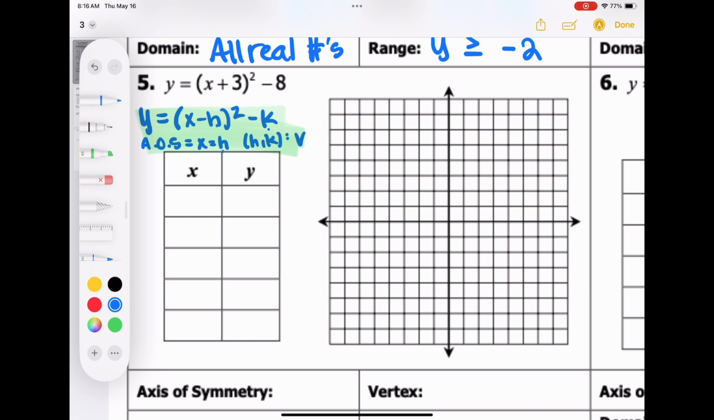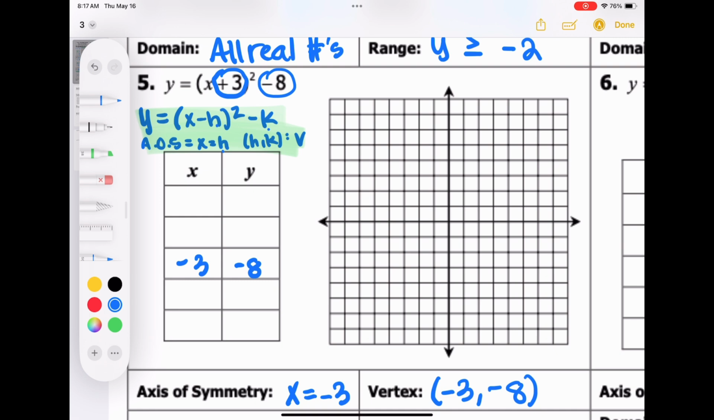So now, to find the axis of symmetry, I need to figure out what sits in for h, which is that positive 3. And remember, we always change the sign, so that's going to be x equals negative 3 for my axis of symmetry. And then for the vertex, it's going to be negative 3 comma whatever's sitting in for k, which is negative 8. So negative 3, negative 8. So I'm going to put that on my table.